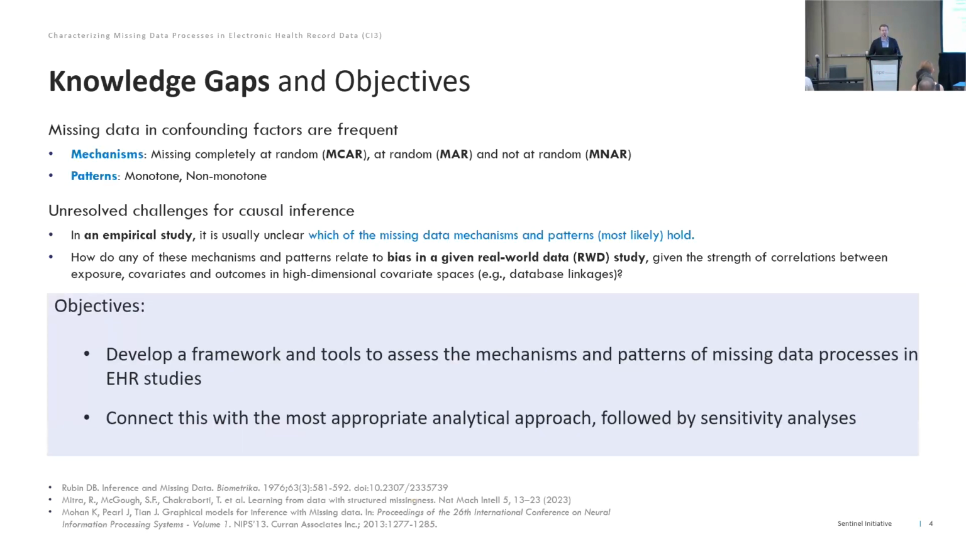And so missing data and confounding factors can be very frequent, and according to Rubin, there are two taxonomies to classify missing data, which can be missing data mechanisms and missing data patterns. The unresolved challenge for causal inference is that those missing data assumptions are very hard to test. In an empirical study, we usually don't know which of the missing data mechanisms and patterns most likely hold, which would essentially drive our decision which analytic approach we would choose in a statistical analysis to approach this missing data.